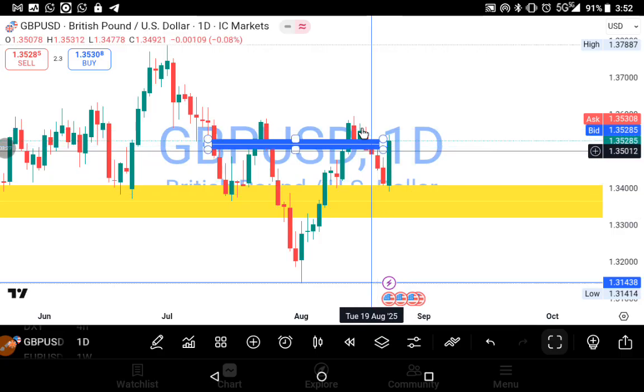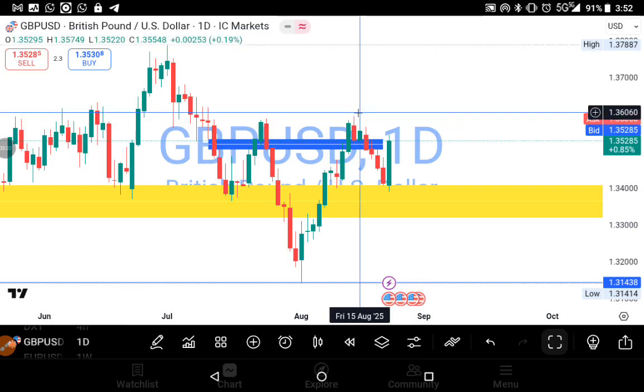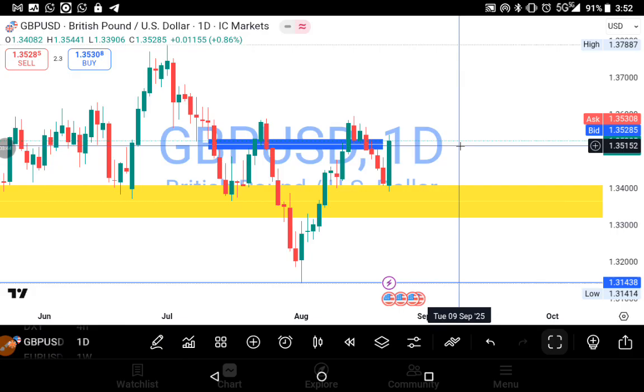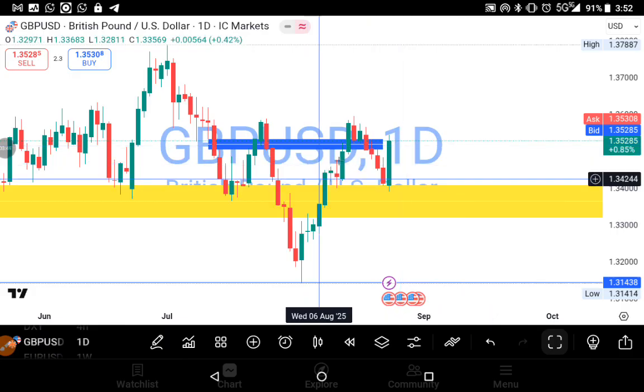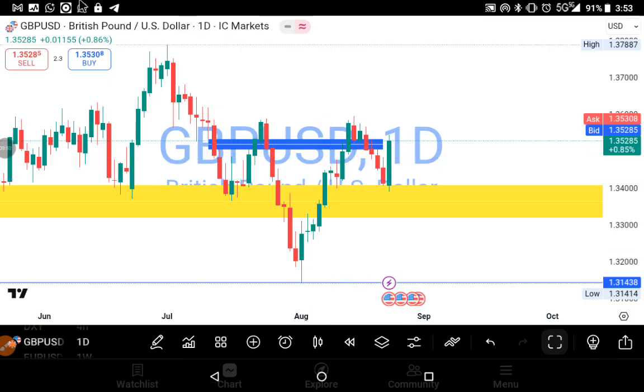If it serves as a support to the price, then we should see 1.36 thousand. But if it serves as a resistance to the price, we should see 1.34 thousand. 1.34 thousand has been taken. So the coming week, I'll still be using that same level as my decision point, staying with the previous week's bias on that as well.